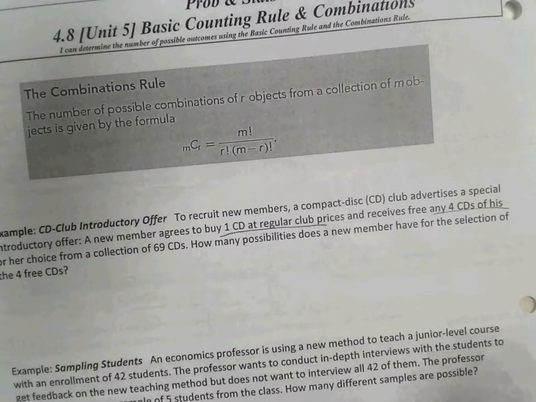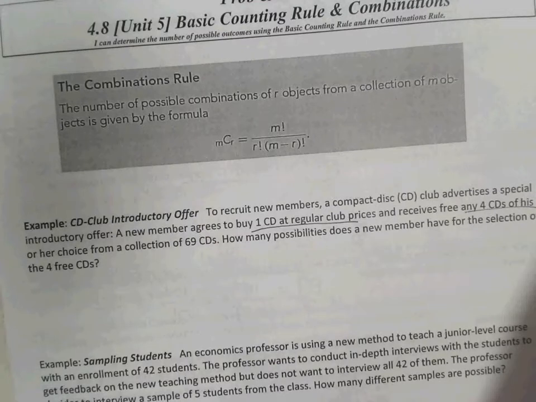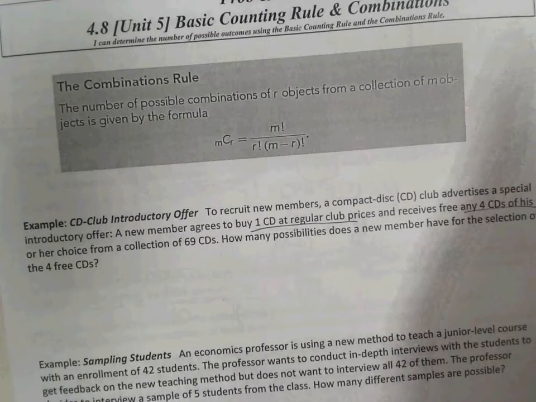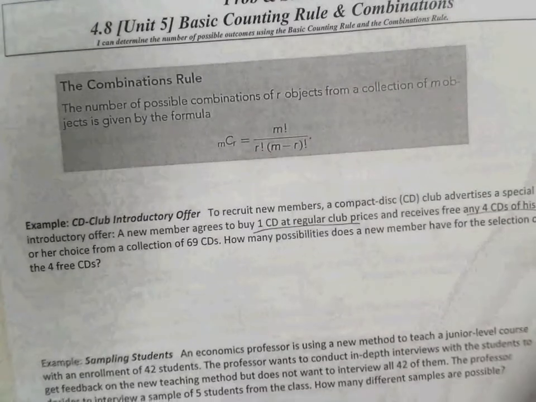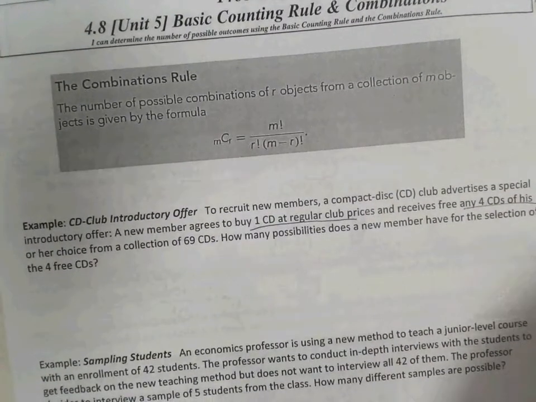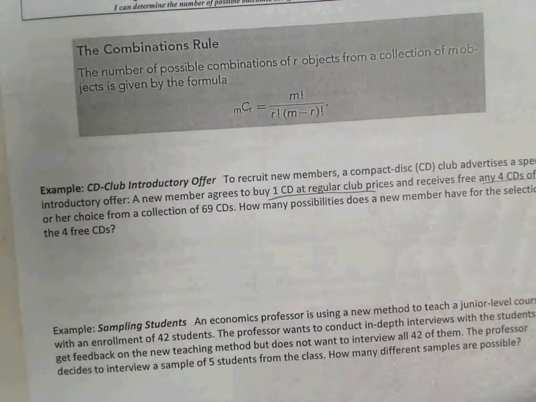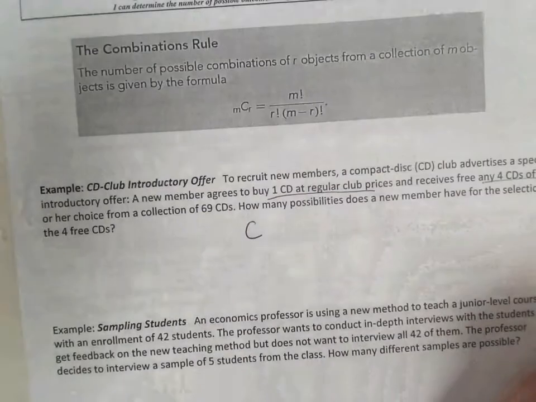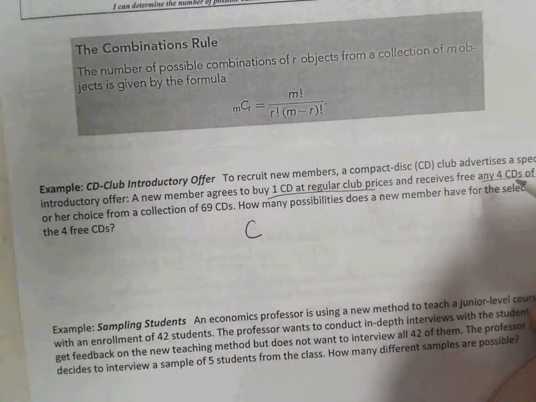So how many possibilities does a new member have? Well, it didn't matter if you got like the Fugees and the Cranberries and Bob Marley and No Doubt, or it didn't matter the order of your CDs. Those are ones I got. It just mattered that they were in there. So this would be a combination of a total of how many? 5?